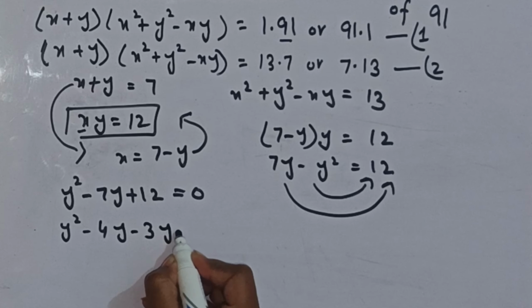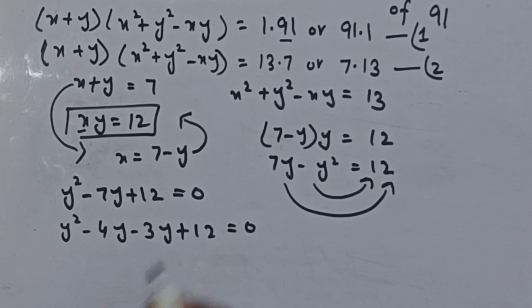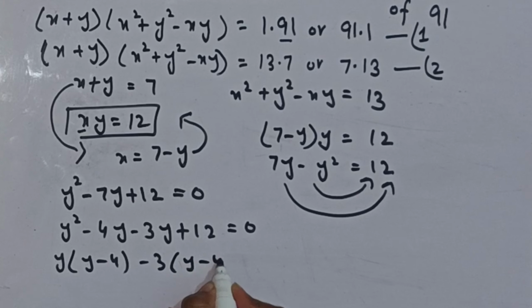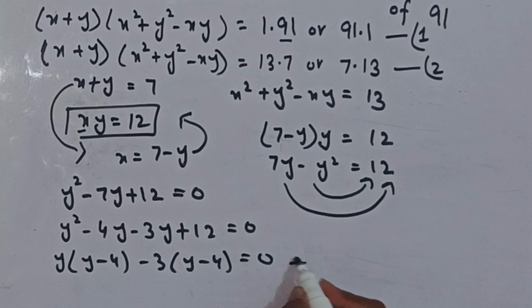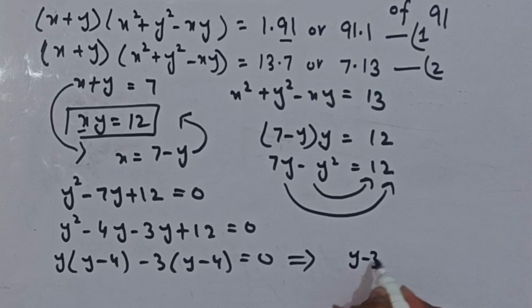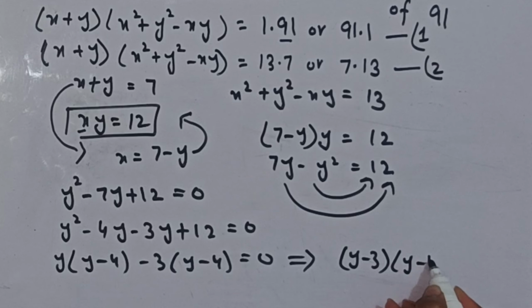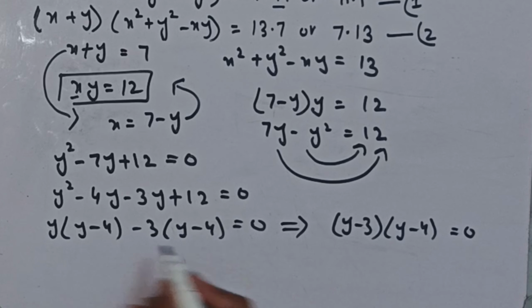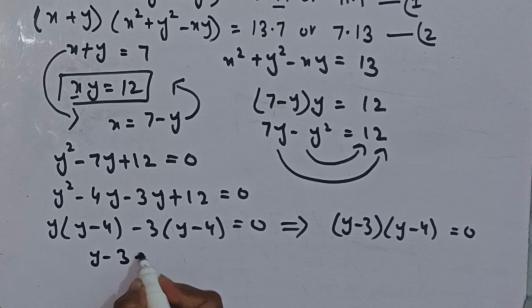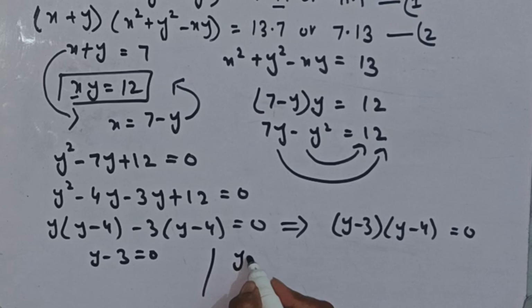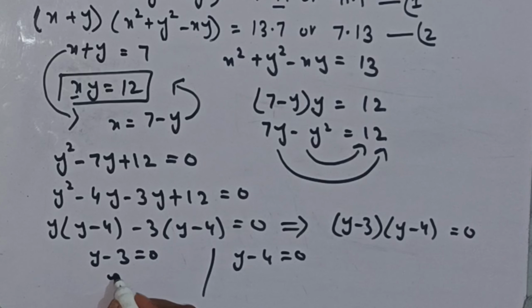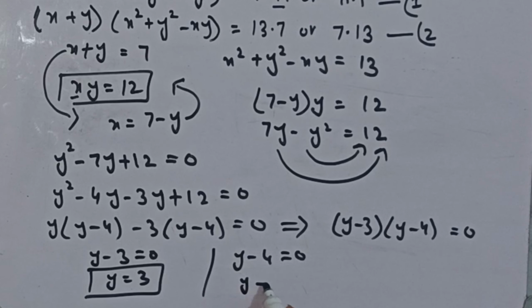So we write this as y square minus 4 times y minus 3 times y plus 12 is equal to 0. Look at this first two terms. Y is common, so we have y into y minus 4. Look at the last two terms. We have minus 3 common. The remaining is minus 3 into y minus 4. We write this as y minus 3 multiply y minus 4 is equal to 0. This implies y minus 3 is equal to 0 and y minus 4 is equal to 0. Here we use the zero identity. So this implies y is equal to 3 and this implies y is equal to 4.